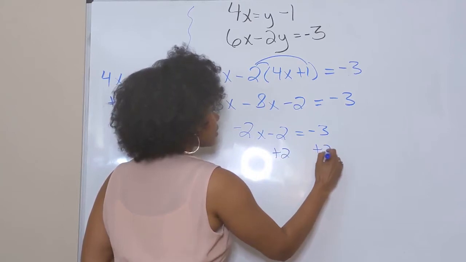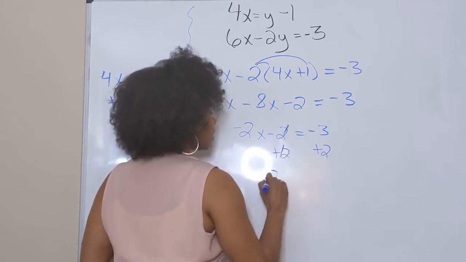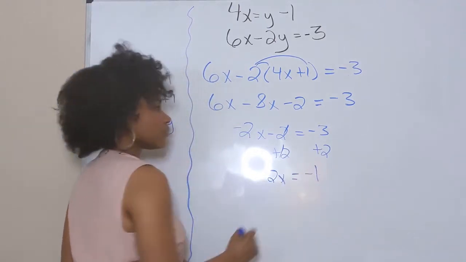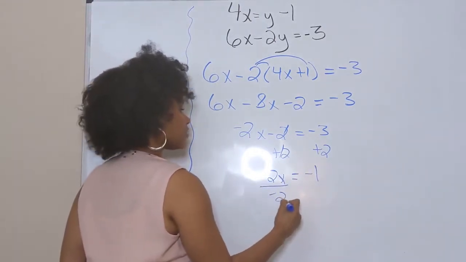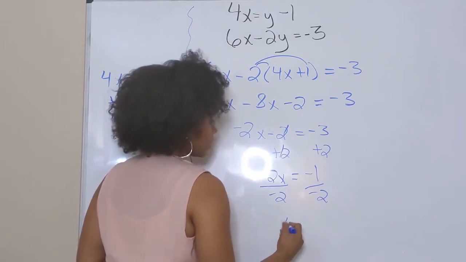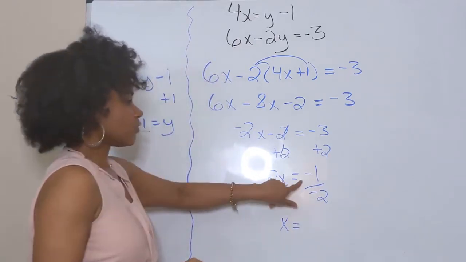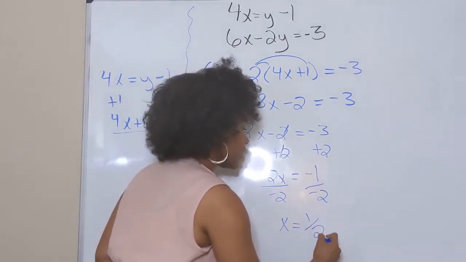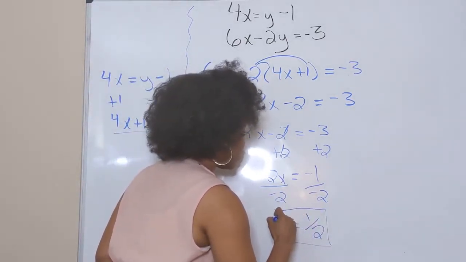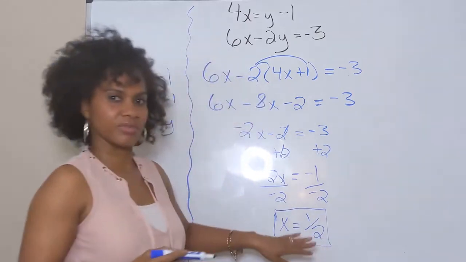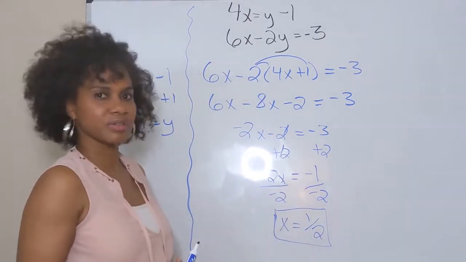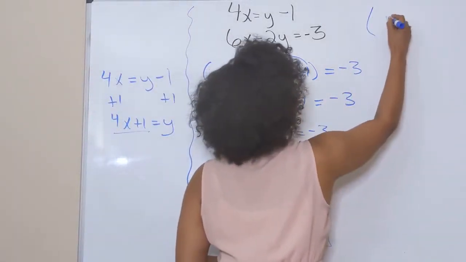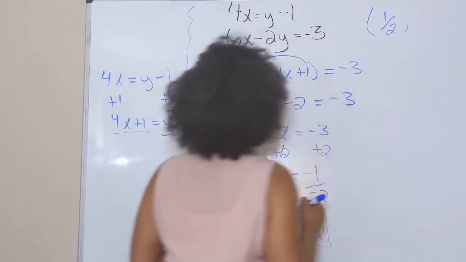Adding 2 cancels out. Negative 2x equals negative 3 plus 1. That is negative 1. Dividing by negative 2, x equals negative 1 divided by negative 2. So those negatives cancel out to make a positive 1/2. And it is okay to get a fraction. Don't think you're wrong just because you get a fraction. Double check your signs, of course. All right. So my x is 1/2.